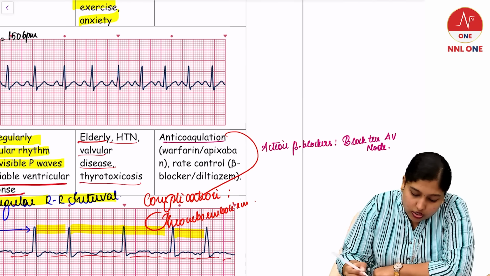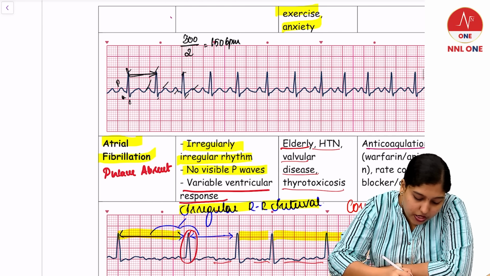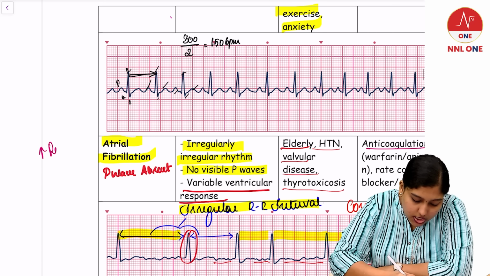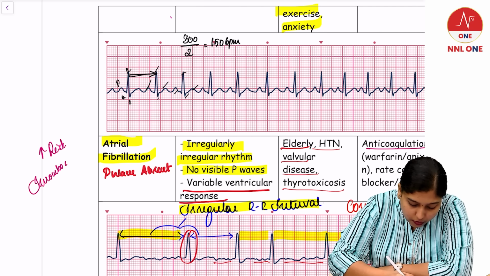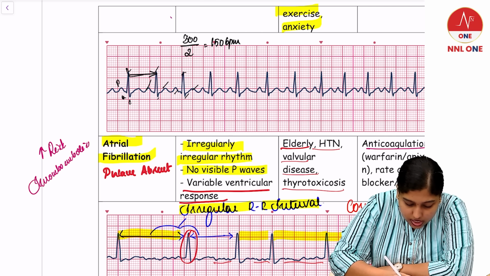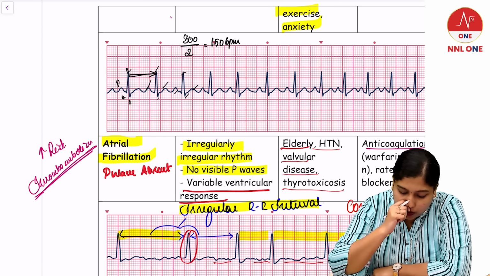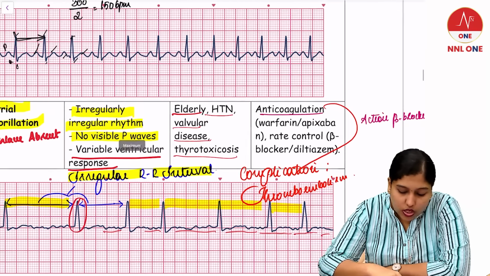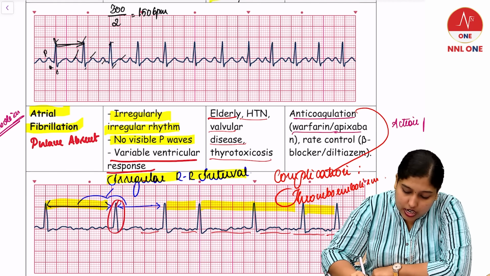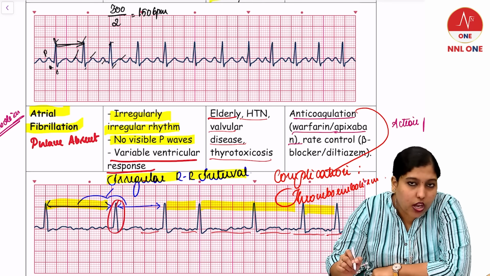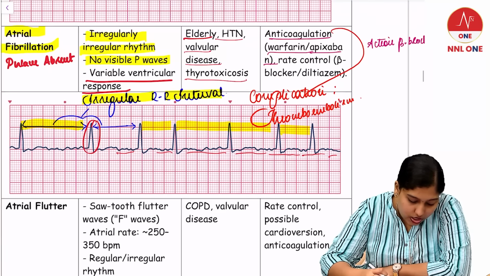Next is anticoagulants. Why anticoagulants are very important is that atrial fibrillation has the highest risk of causing thromboembolism, and it can obstruct the pulmonary circulation. To avoid this, we start anticoagulant therapy for this patient with warfarin and apixaban. So this is the atrial fibrillation strip.